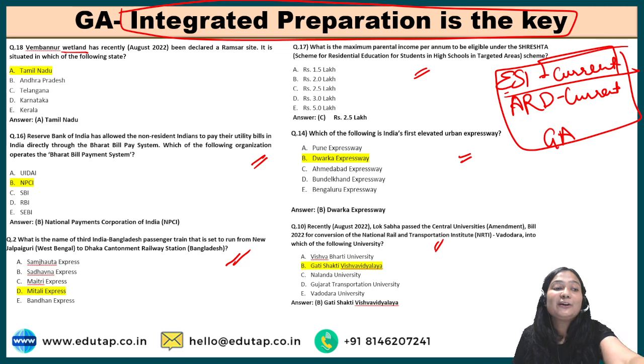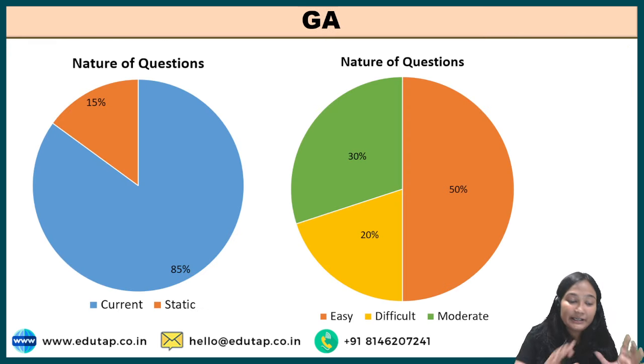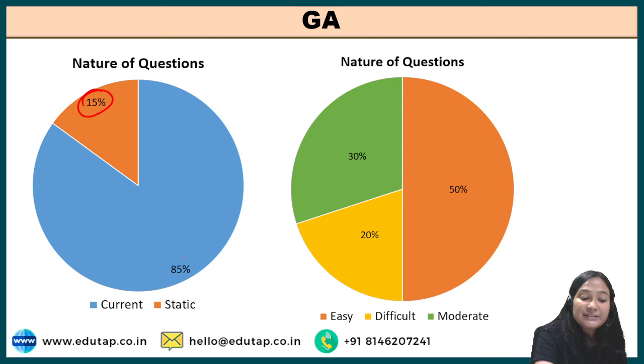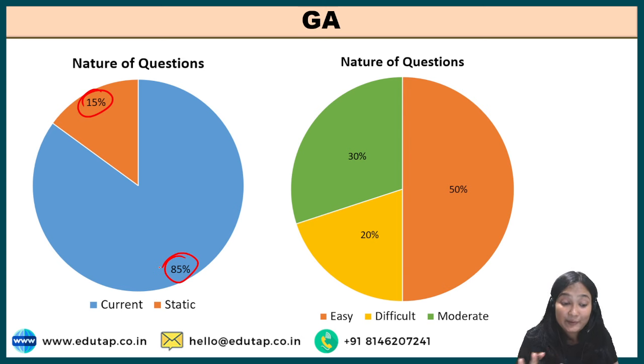But now if I talk about GA, you also need to learn about the difficulty level and the nature of questions. The nature of questions is that they are more current in nature. Static portion is only 15%, current is 85%. So please focus on where we have to put our attention, what we will have to study more. Reading a Lucent book end to end will not help, at least in NABARD. In other examinations it can help, but here it will not.